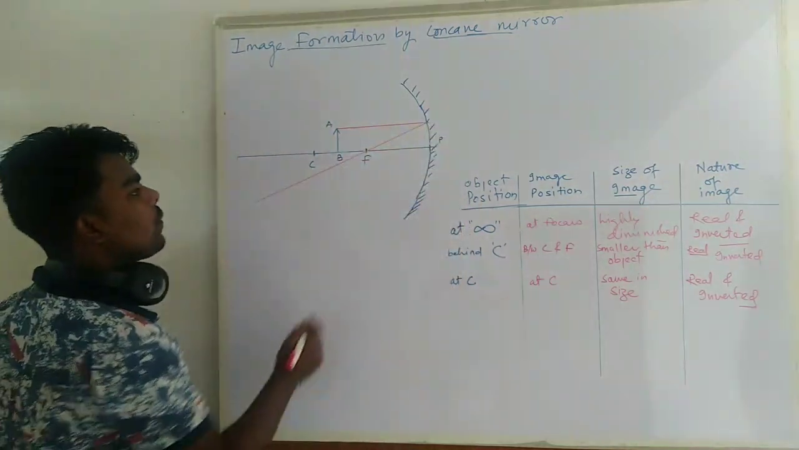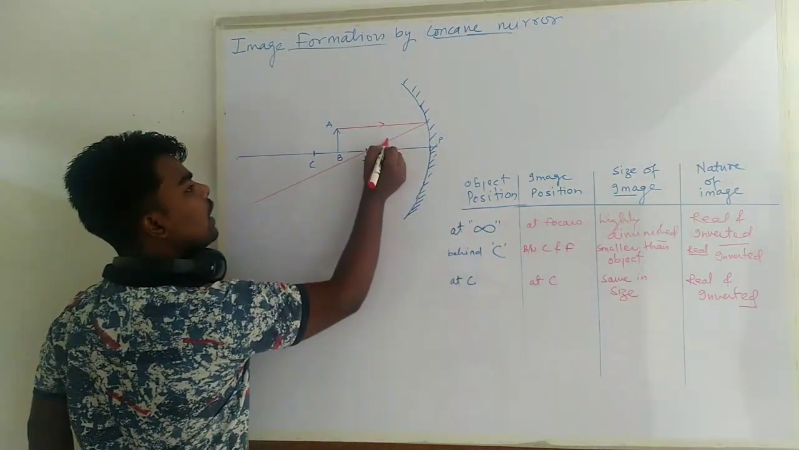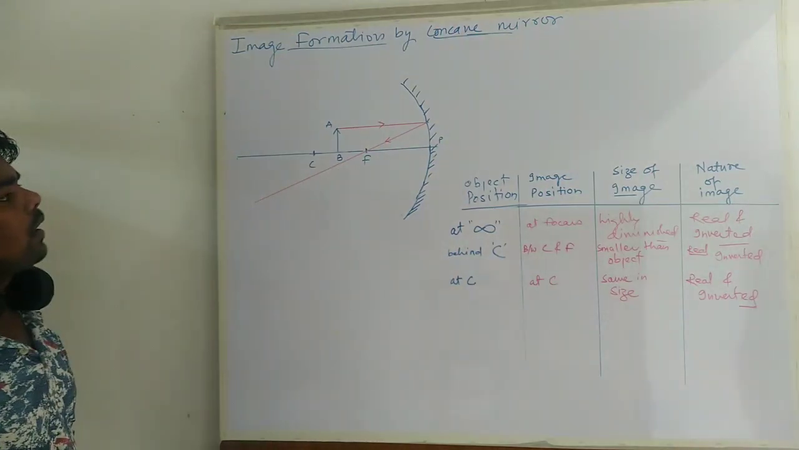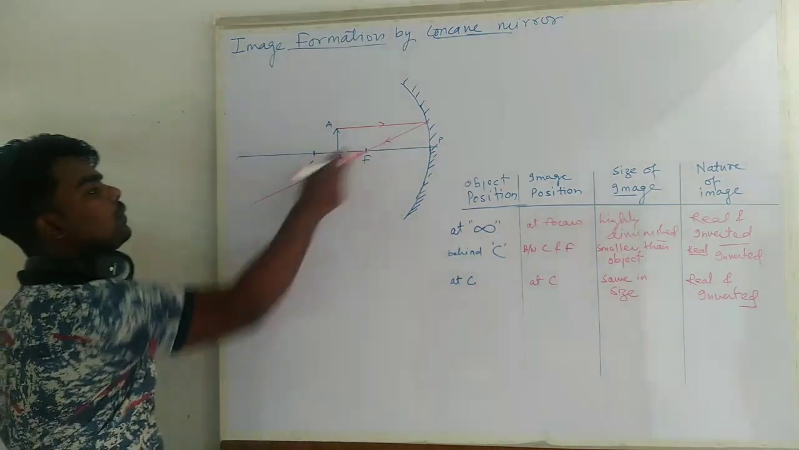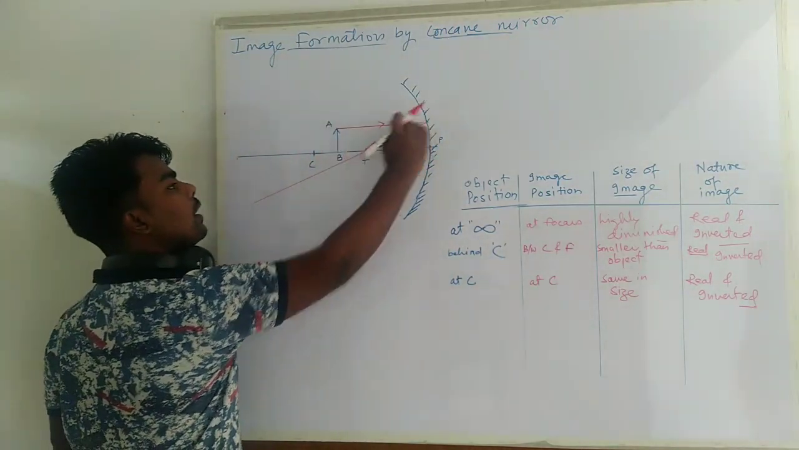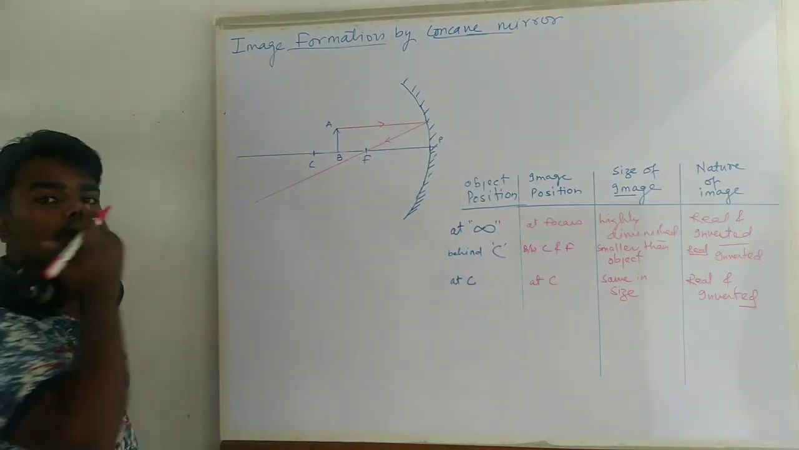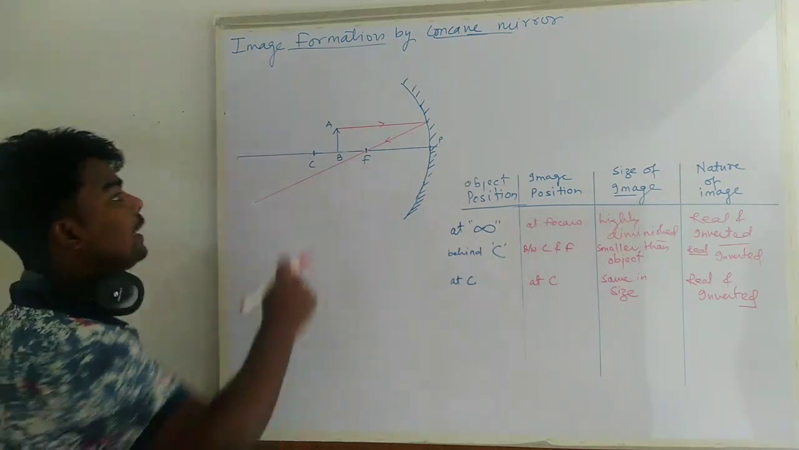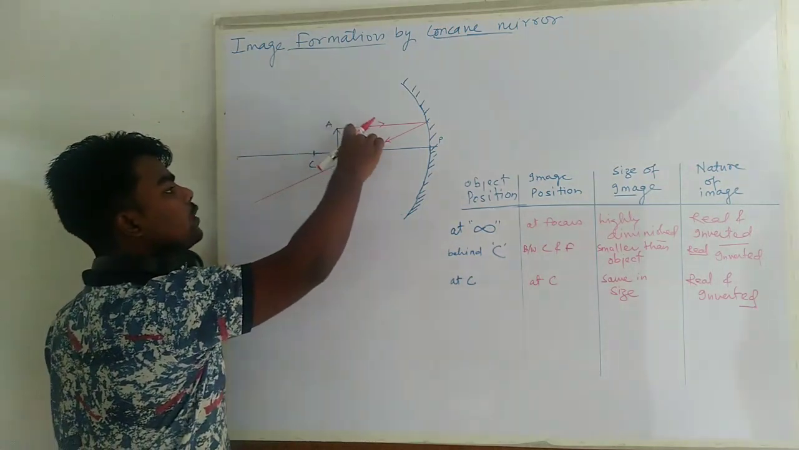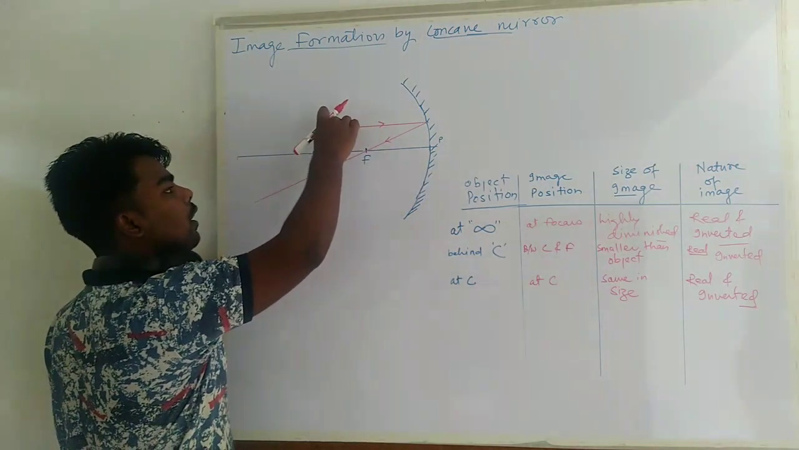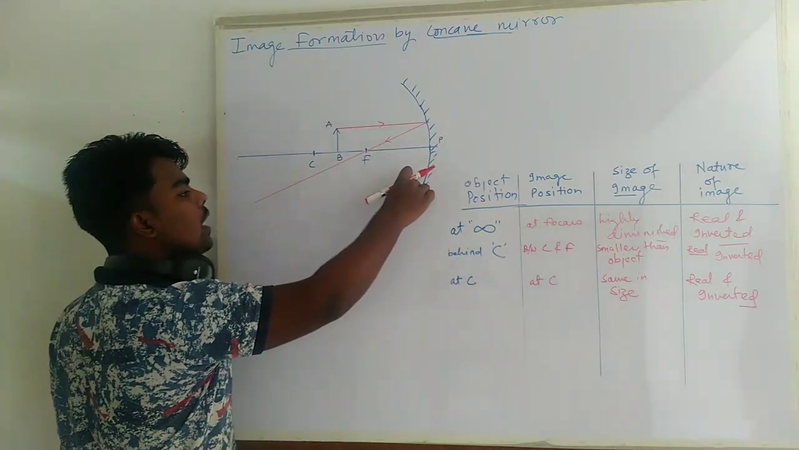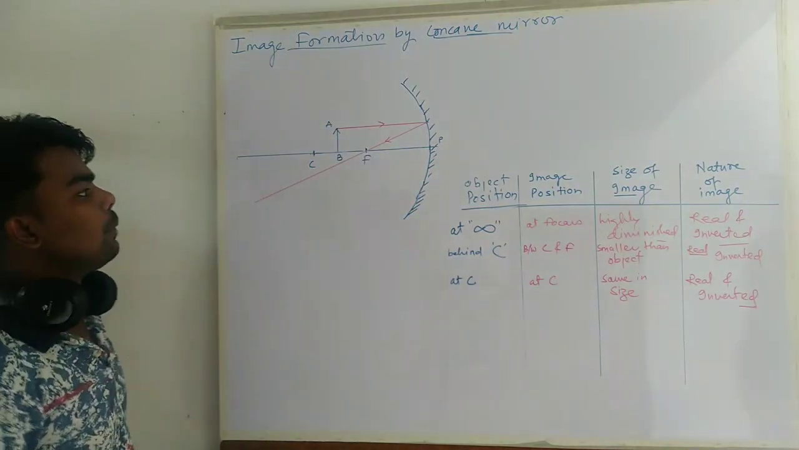Okay, this was the first incident ray, and after reflection it is going parallel to the principal axis, passing through the focus. That was parallel. The incident ray was parallel to the principal axis, and the reflected ray is passing through the focus. Now the second light ray: if it is going through the focus, then after reflection it will go parallel to the principal axis.